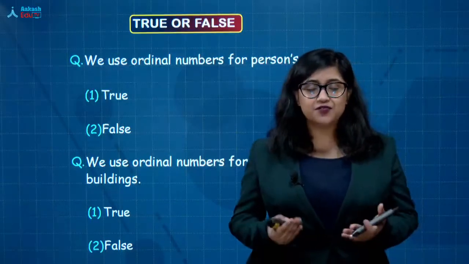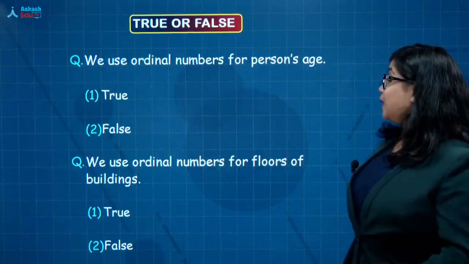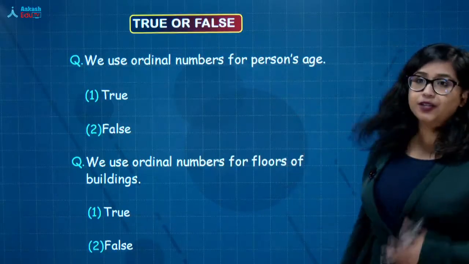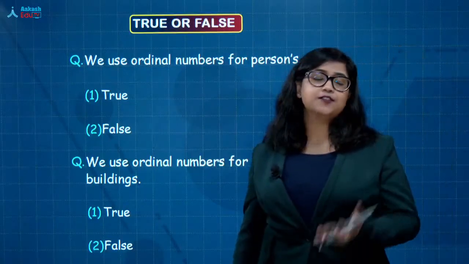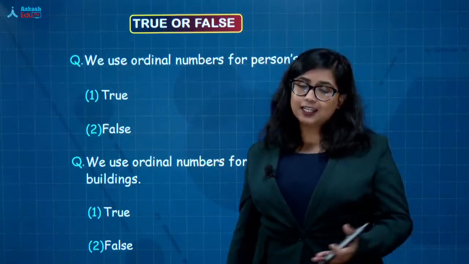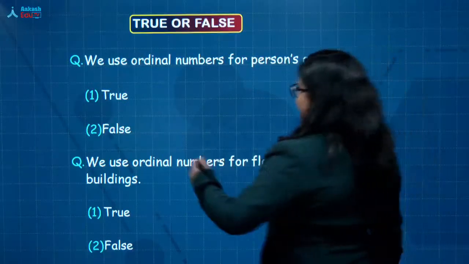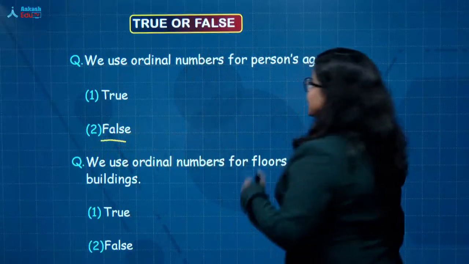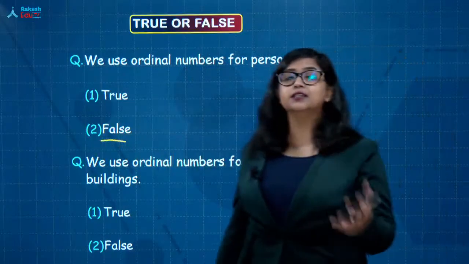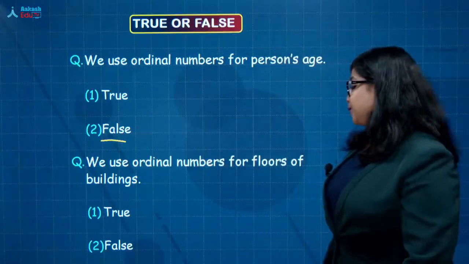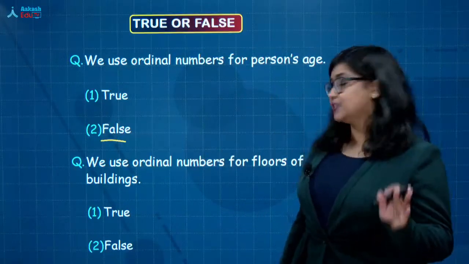Well done guys, very well done, excellent job. So we use ordinal numbers for person's age. Ordinal number once again means first, second, third, right? It is false. We use cardinal numbers to talk about a person's age. She is 8 years old, he is 13 years old, right? So we use cardinal numbers for it. Moving ahead with the next question.